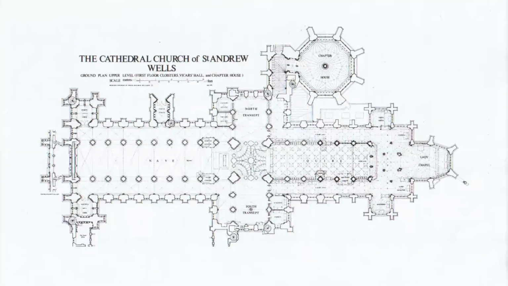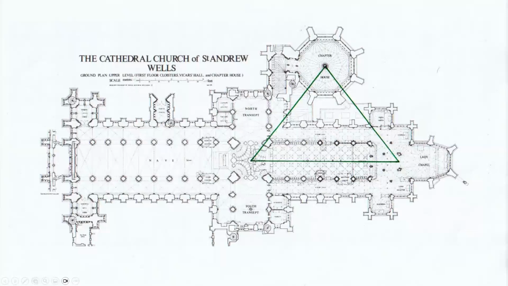Now, where this comes into Gothic cathedral design, the example that I've shown in my book, The Cosmos in Stone, is in this place here. So as you can see, there's a pyramid triangle going from the center of the crossing to the threshold of the Lady Chapel, and then going up to the center of the chapter house on the north side of the cathedral.